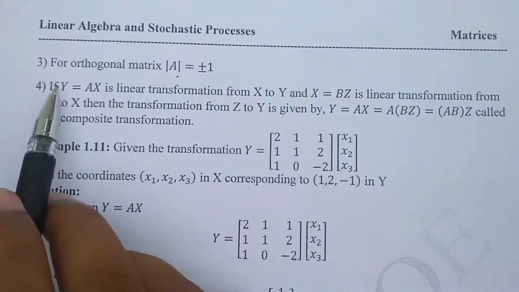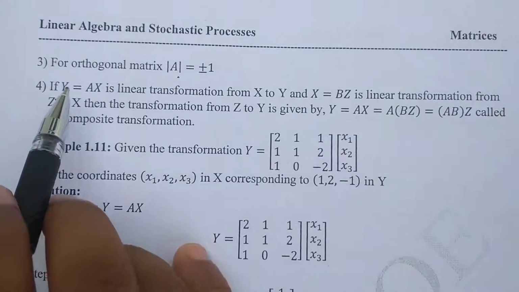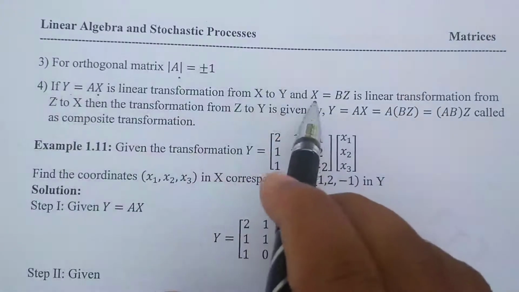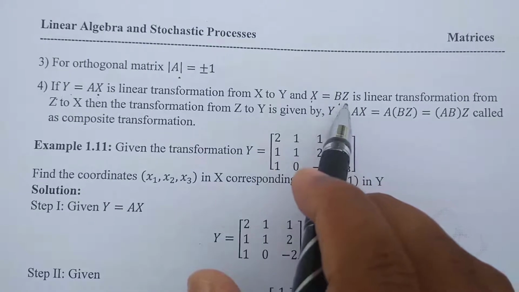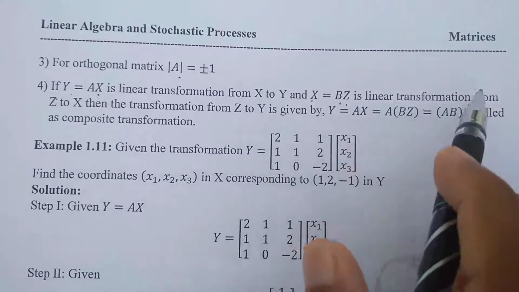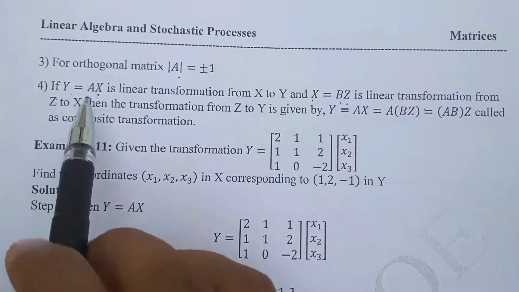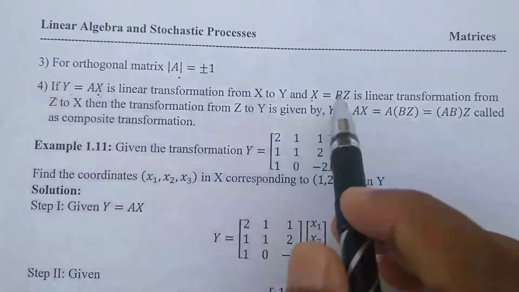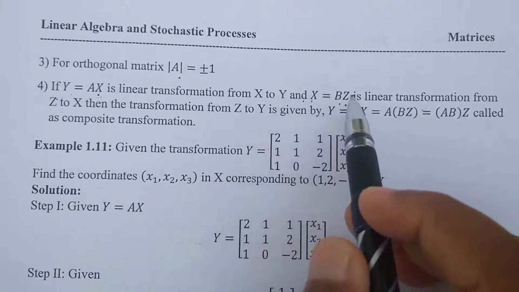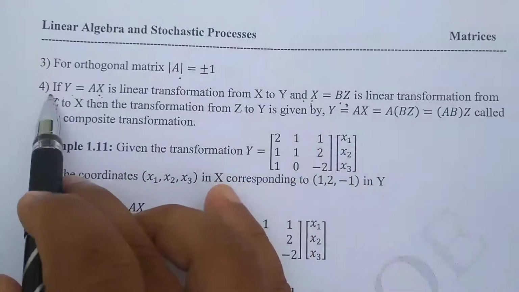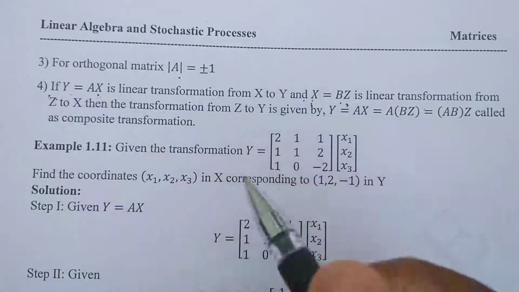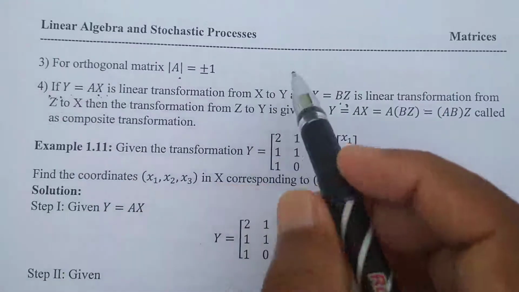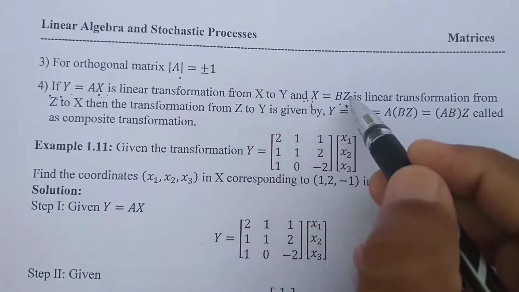Then next property, that is property number 4. If y is equal to Ax, this is a linear transformation from x to y, and x is equal to Bz, this is a linear transformation from z to x. Now see here, we have to transform x to y, and this is the transformation from z to x. That means we are going to transform z to x and x to y. So by combining both these transformations, that means z to x and x to y, we can find a composite transformation from z to y.